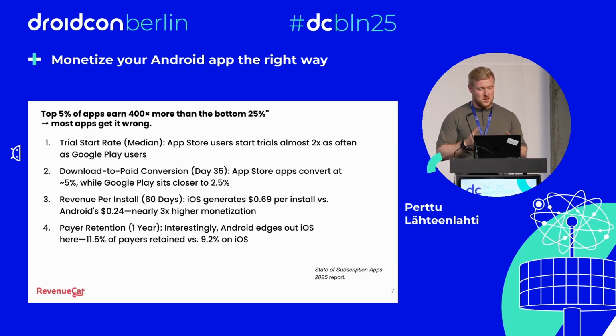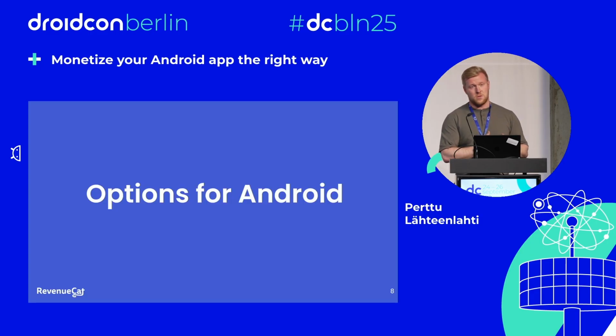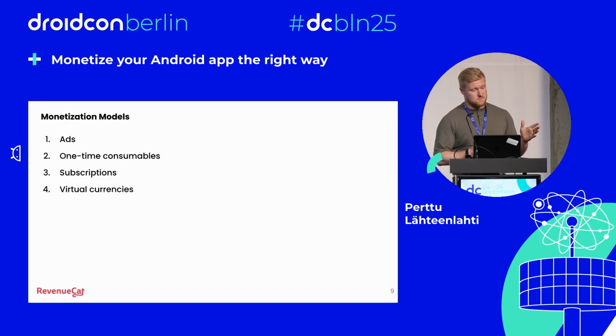And the positive thing, of course, is that on Android, if a customer stays with your app over a year, they're more likely to stay with it longer than that than on iOS. So that means that if you're actually building really good stuff, the Android customers will stay as your customers, which is nice. So as you can see, there's a lot of things there that can, so to say, go wrong. So then the options, how you should monetize Android. First, there's the ads. Probably everyone knows how those work. One-time consumables, we're going to look at those in detail. There's the subscriptions, and then there's virtual currencies.